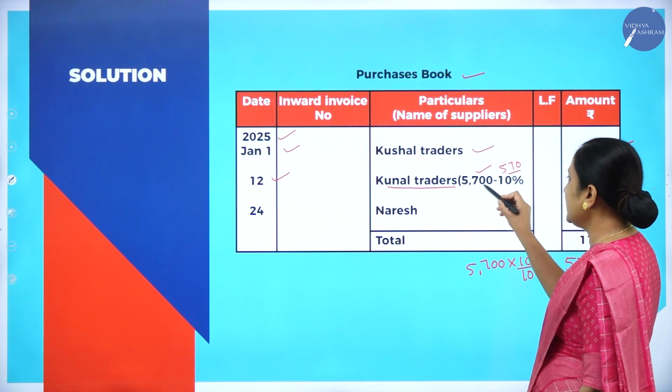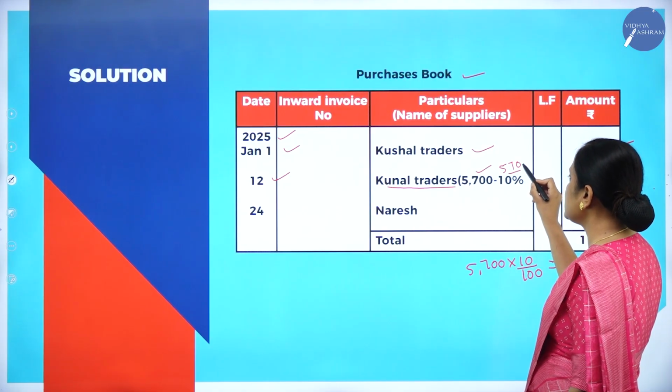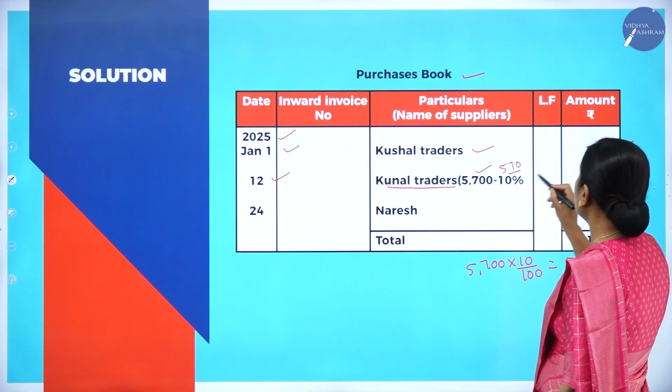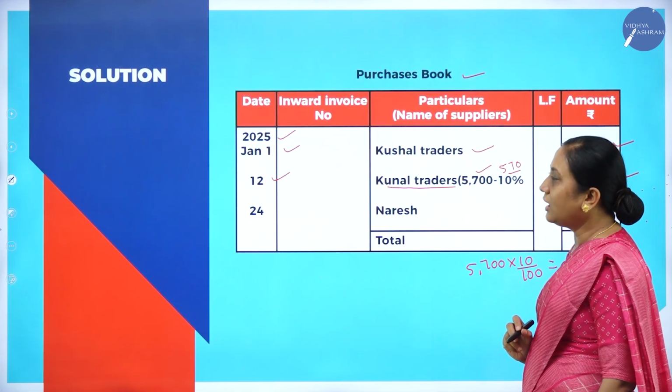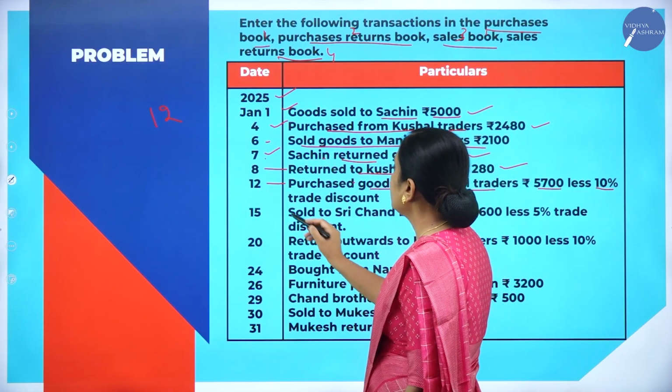10% on 5,700 is 570. So 5,700 minus this amount will be 5,130. That should be written in the amount column. Okay. Next, we will look into the next one.